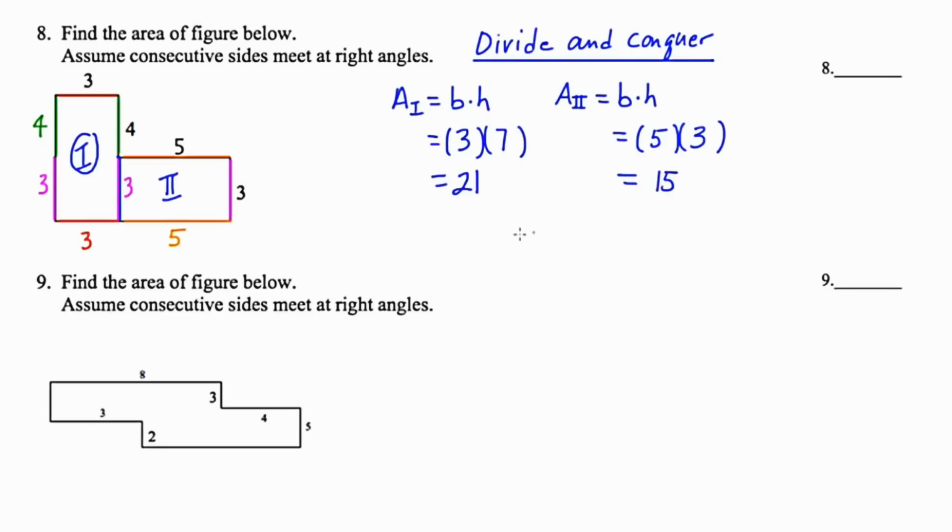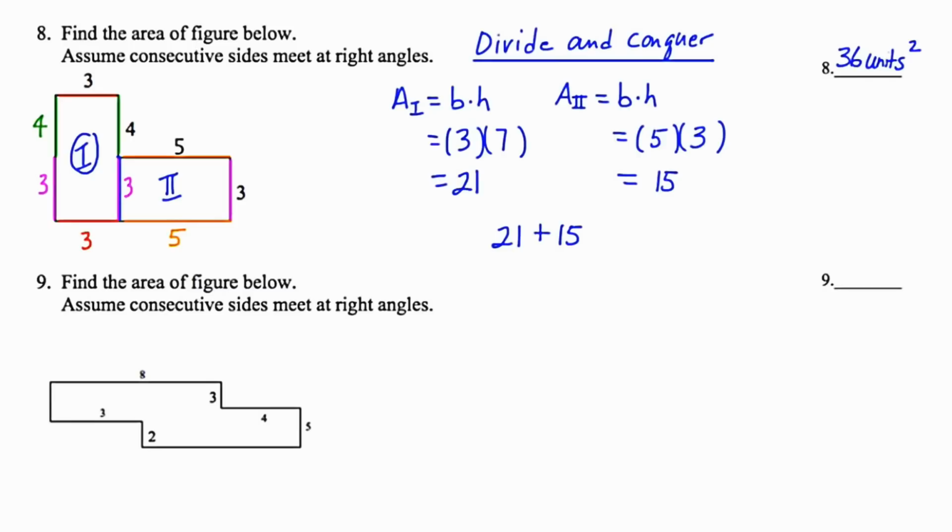And now we're simply going to add the results together. Here's the area for Roman numeral 1, here's the area for Roman numeral 2, and we end up getting 36 square units. And we did that using this method called divide and conquer. It's a great method. Now looking at number 9, we're going to implement yet a different strategy. In number 9, the directions are the same.